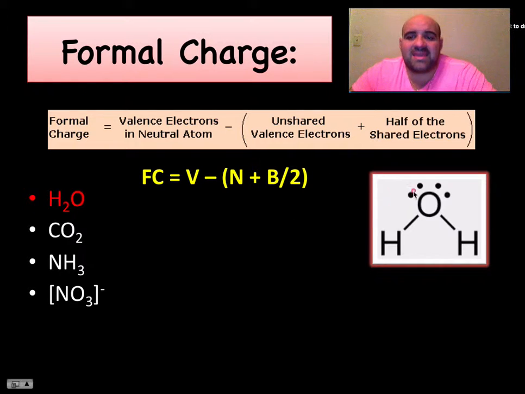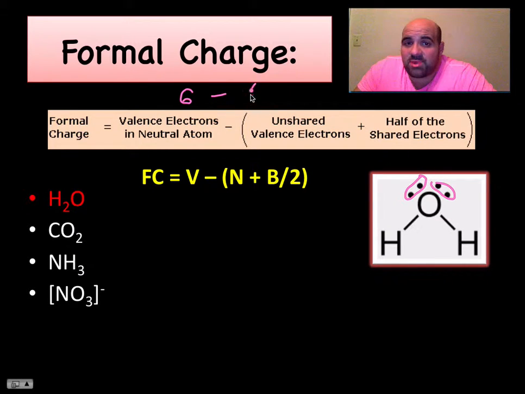So this is the Lewis structure for water. If we were to look at this, let's try to write the formal charge of oxygen. How many valence electrons are in a neutral atom of oxygen? Well, oxygen is in column 6. That usually has 6 valence electrons. 6 minus unshared valence electrons. After you draw the Lewis structure, how many electrons in water are unshared? Well, there's 2 here and 2 here.